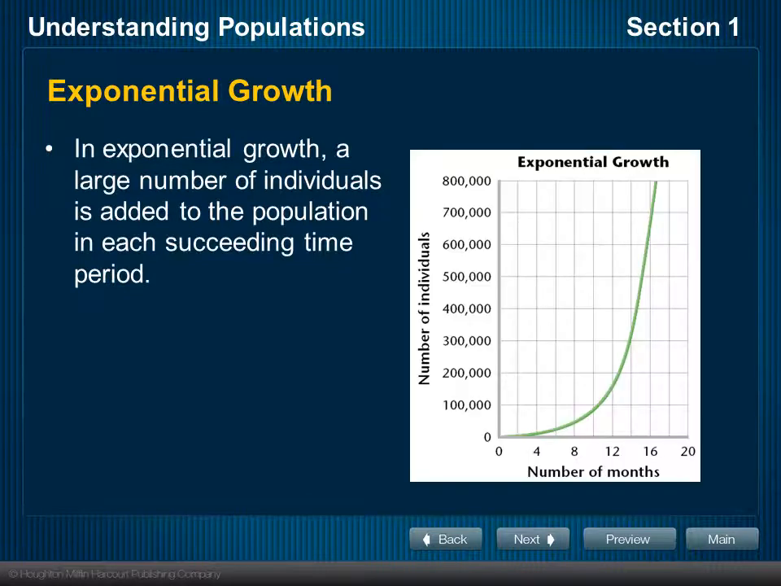And what we're going to see is that we can represent this as a curve. Large number of individuals is added to the population in each succeeding time period. It's actually added exponentially. So this curve here shows you that curve is an exponential curve. Okay, it's a mathematical function. Okay, we're talking about it in terms of growth. At 4 months, and at 8 months and at 12 months you see that the population increases exponentially.